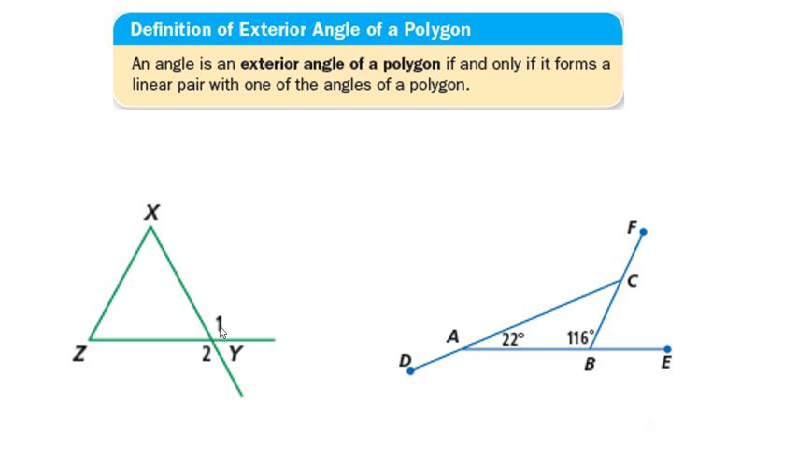Only one of them is an exterior angle, and it doesn't matter which one you pick because they're exactly the same. So the exterior angle to this angle right here, which would be XYZ, is this angle 1 here or this angle 2 here. It doesn't matter. And each one of those forms a linear pair with this angle on the inside. So angle 1 and angle 2 are exterior angles at angle XYZ, but we only choose one of them. It doesn't matter which one you choose because they're vertical angles.